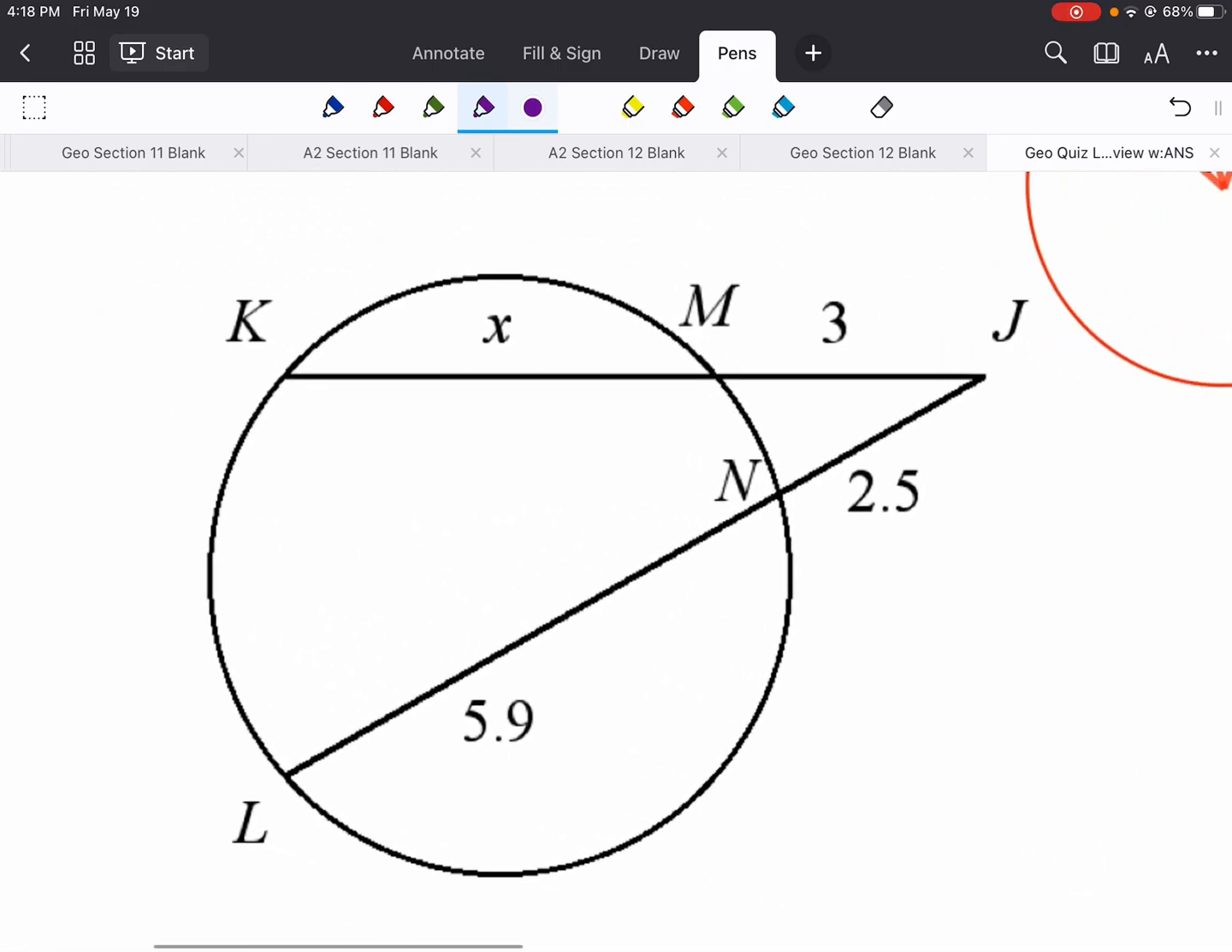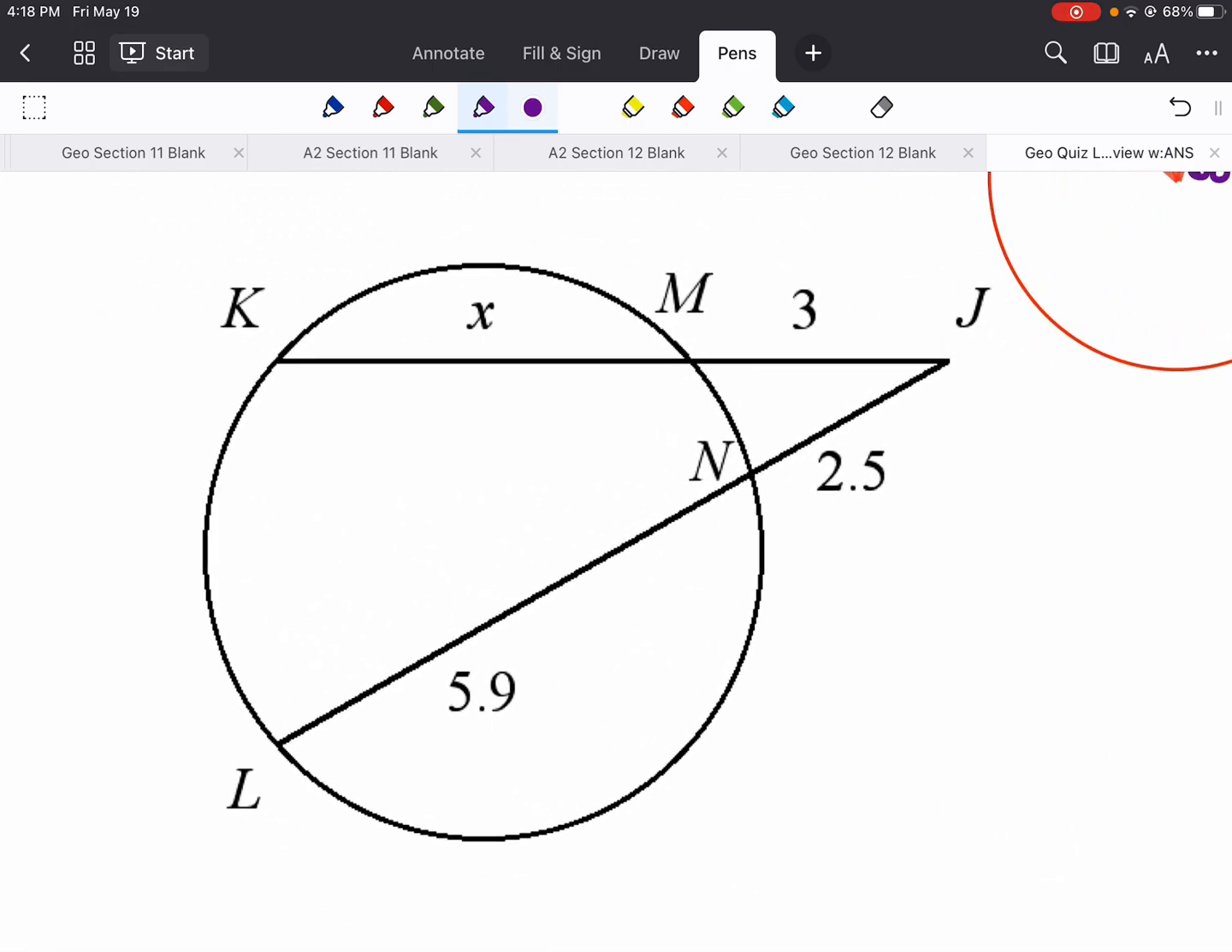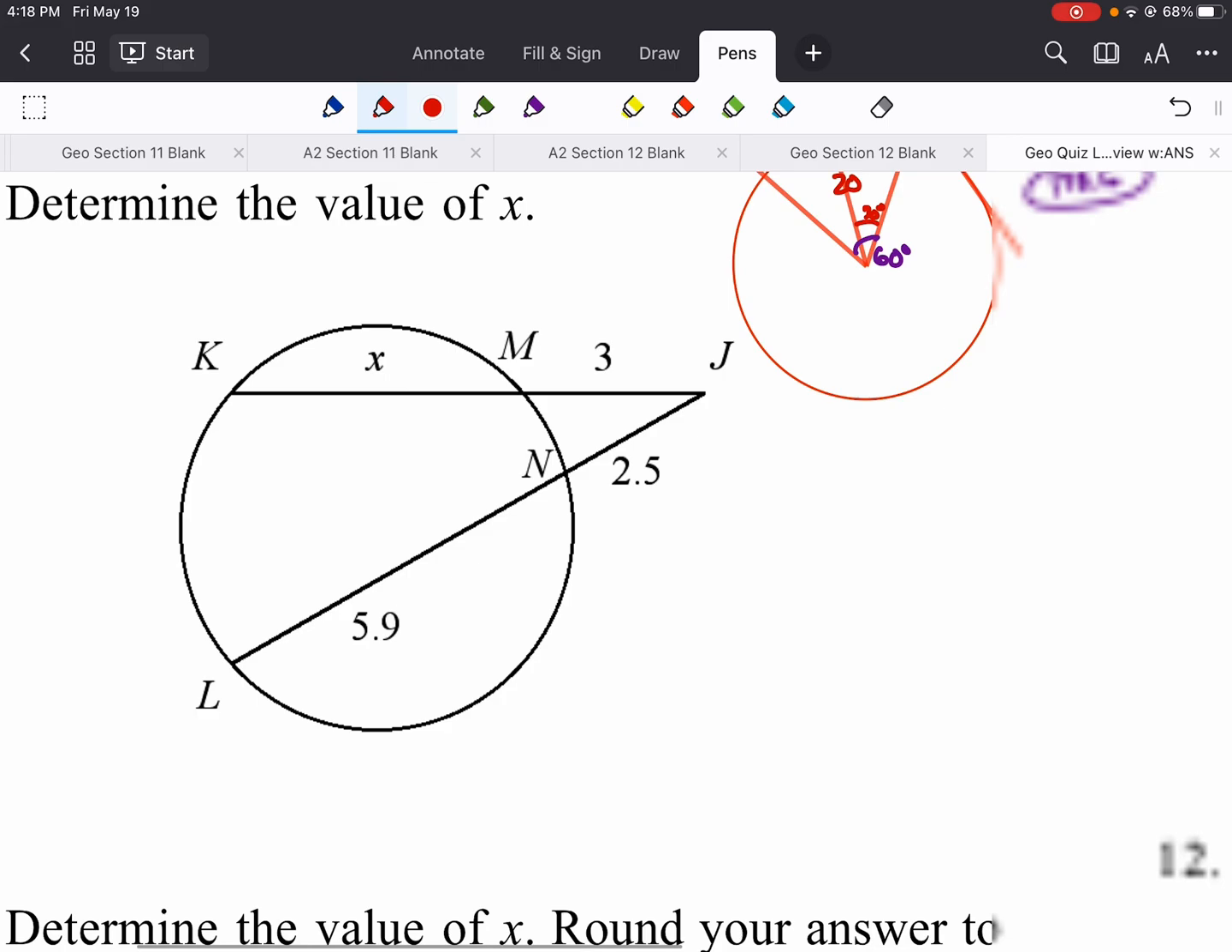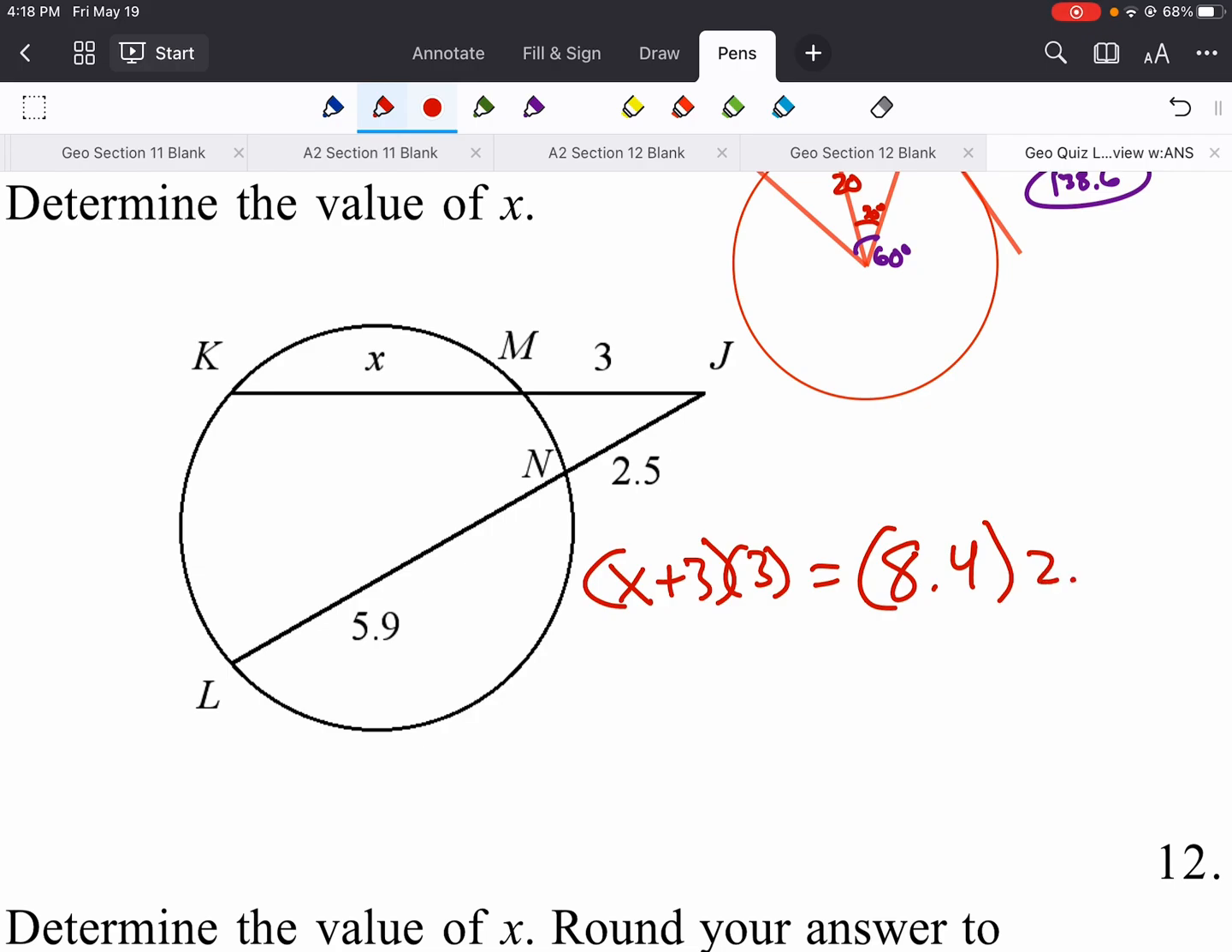Okay, let's do a couple more here. It says find the value of x. Remember the formula, it's whole times the part equals whole times the part. So the whole thing times the part that sticks outside. Whole thing would be x plus 3, that's interesting. The part that sticks out is 3. And that's equal to the whole thing over here, which would be 8.4. And the part that sticks out is 2.5.